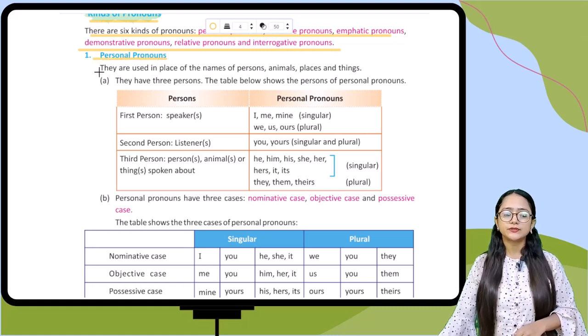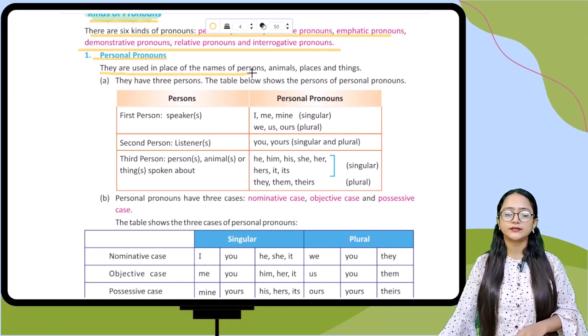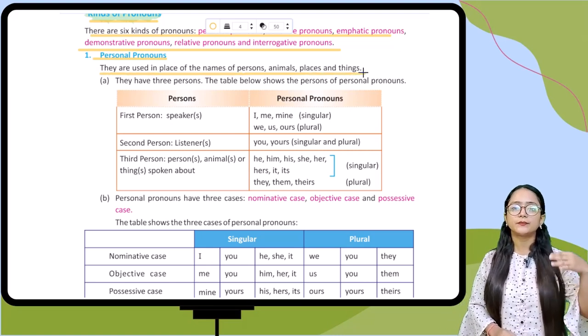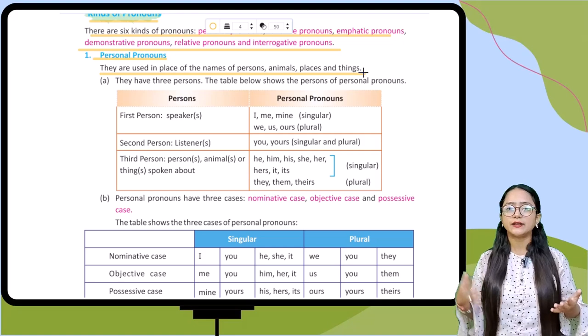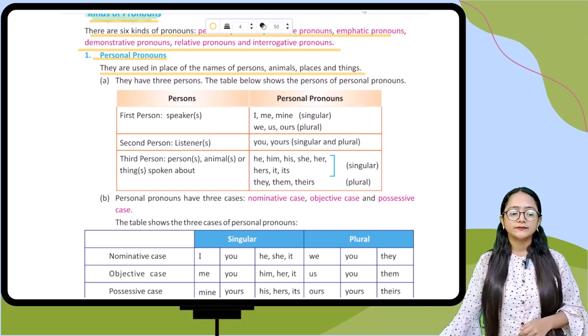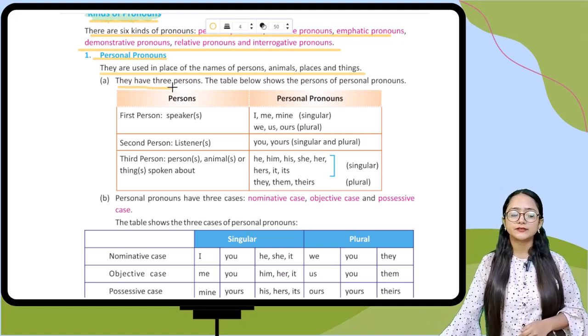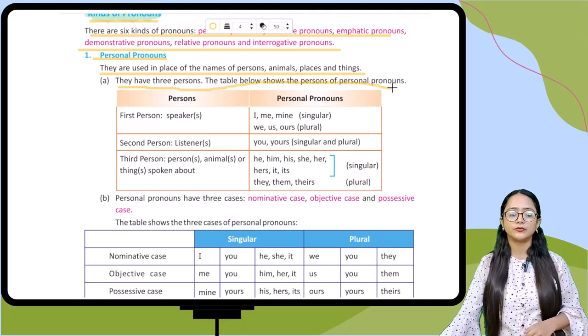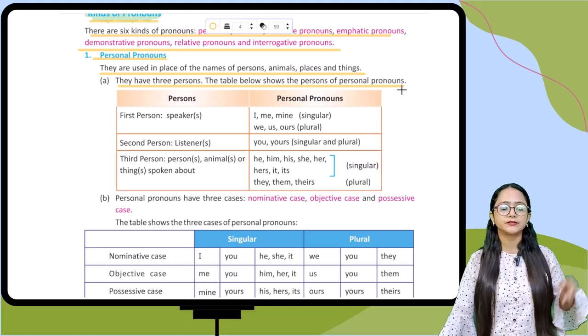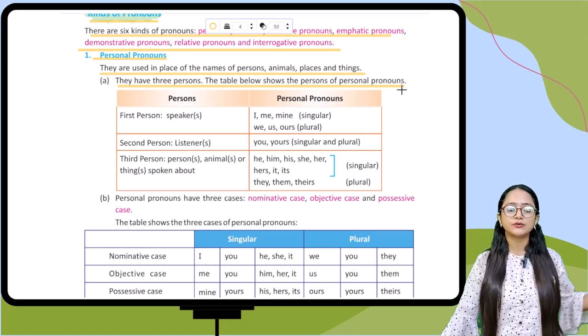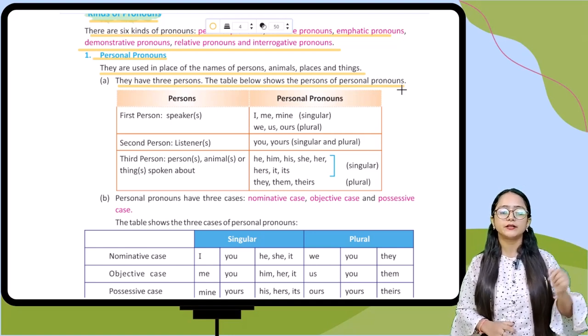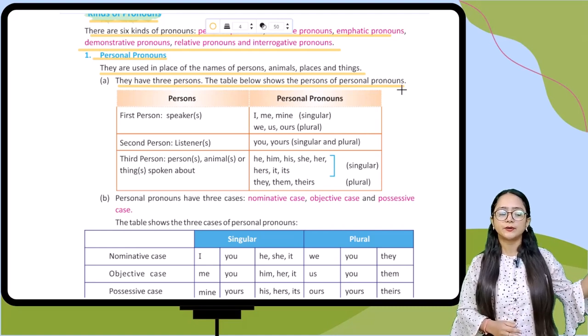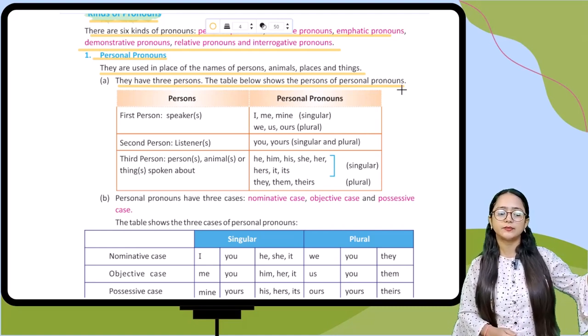They are used in place of the name of a person, animal, place or thing. They have 3 persons. The table shows the persons of the personal pronoun. Here you can see the person, and in the next box you can see the personal pronoun.